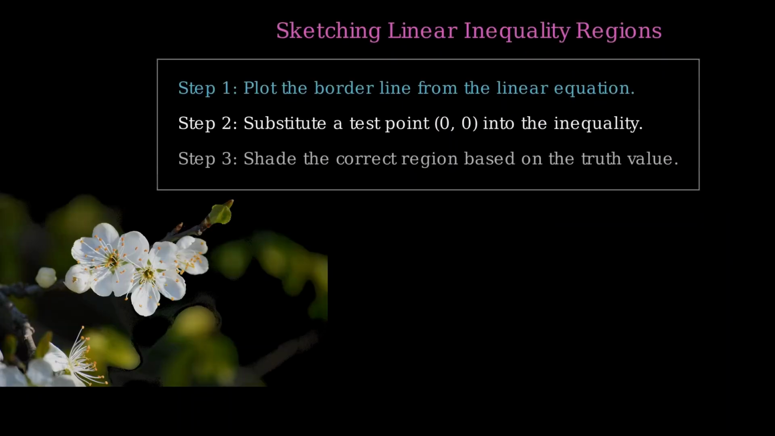To sketch the region defined by a linear inequality, we first plot the corresponding equation as our borderline. Then, to decide which side to shade, we test a simple point like (0, 0). If the statement is true, we shade that side. If false, we shade the opposite side.